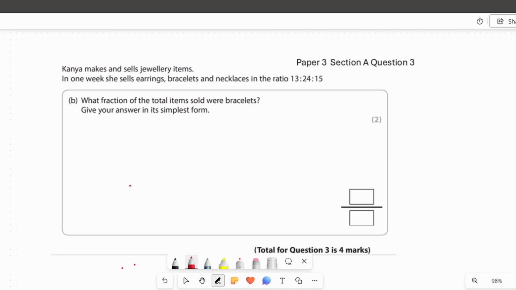We could use the bar diagram. However, there's far too many parts here in order to draw it all out. So 13, 24, and 15. But I think it still is helpful here in order to describe the rest of this question. So let me draw a bar and split it into 3 here, representing the earrings, the B for bracelets, and N for necklaces. And what we're going to do now is just make a note that it's the ratio 13 parts to 24 parts to 15 parts.